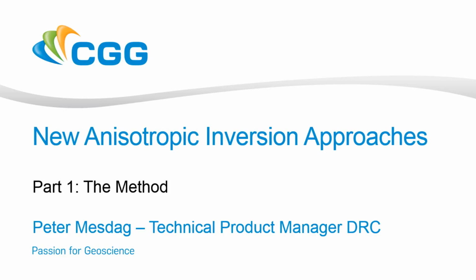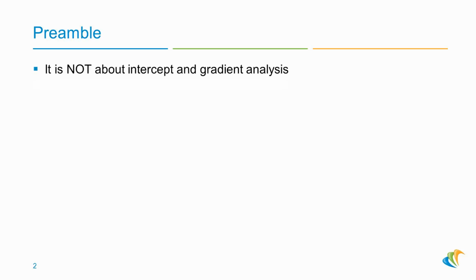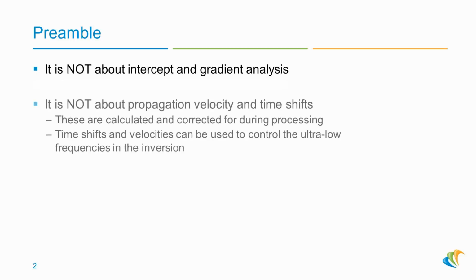Just before we start, I would like to emphasize that this is not about intercept and gradient analysis. Intercept and gradient analysis tells you something about layer boundaries, so you're looking at reflectivity. And this is also not about propagation velocity and time shifts. Time shifts are calculated and corrected for during seismic processing.